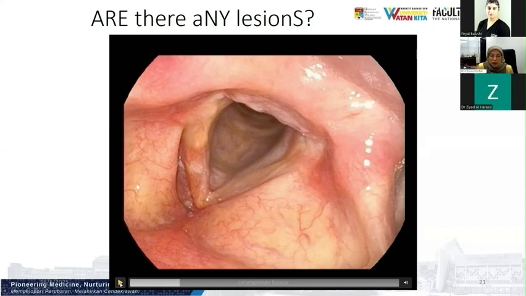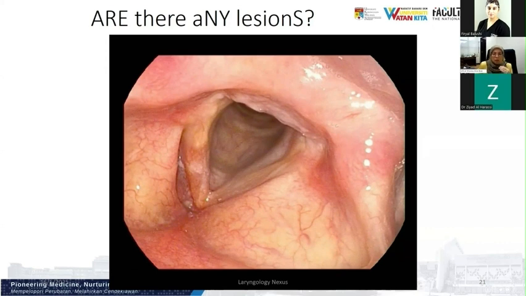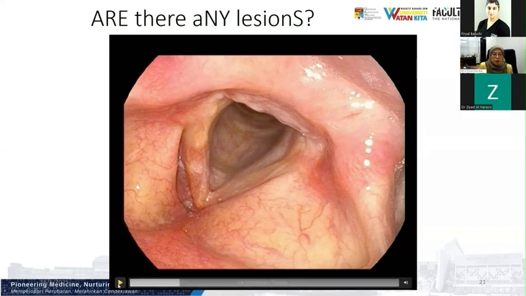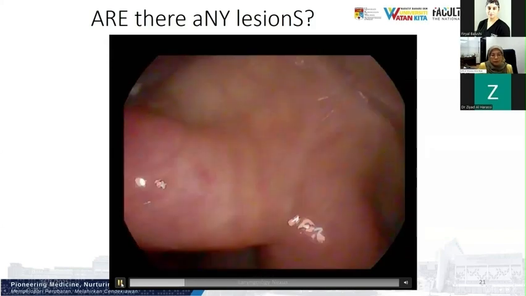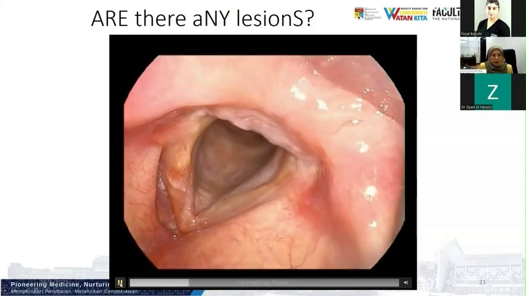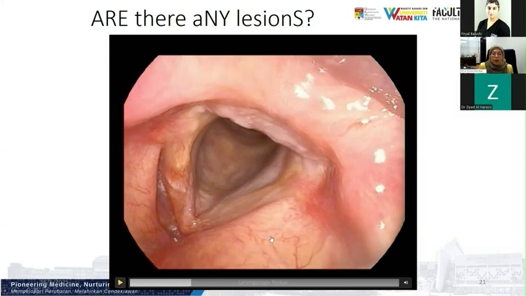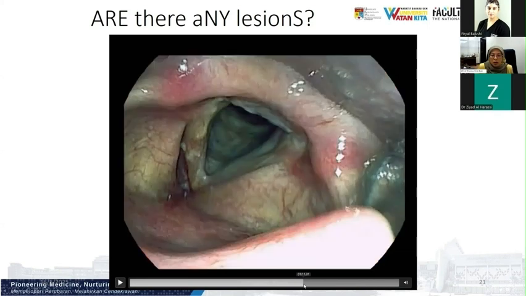Something very important that I want to stress on here, when we examine the larynx, we have to do personal examination, which means the tip of your camera has to go as near as possible to the vocal fold. So right vocal fold, left vocal fold, can you see any lesion? Now I turn on, this patient was referred to me because the doctor said couldn't see any lesion on the vocal fold.